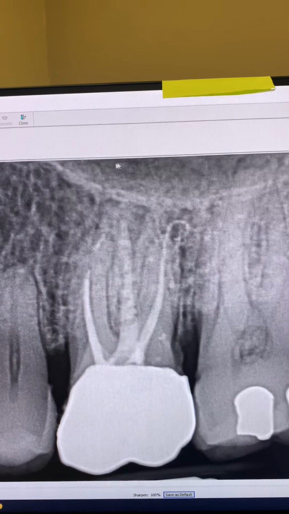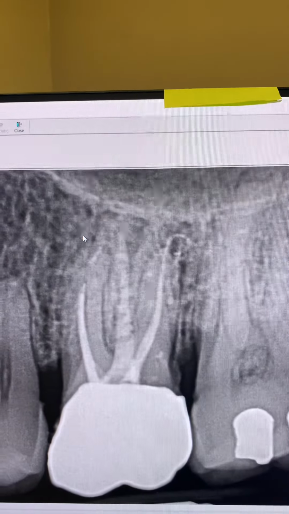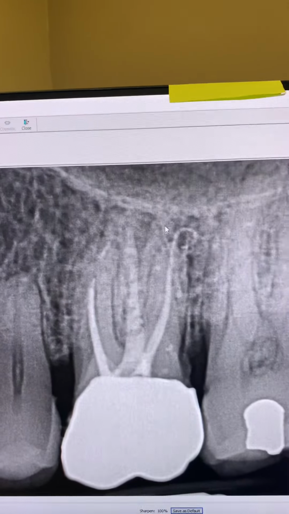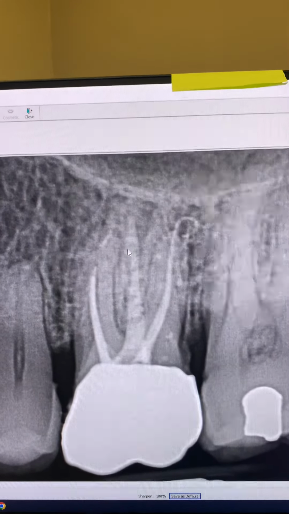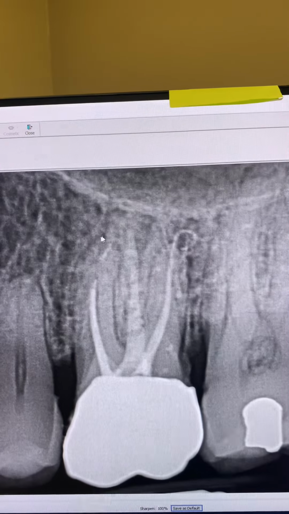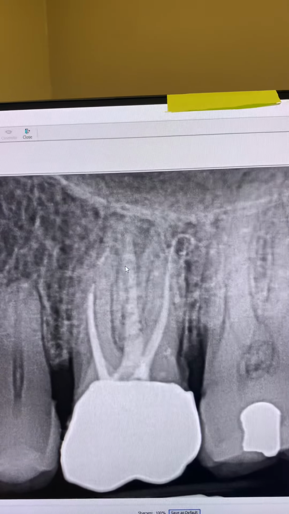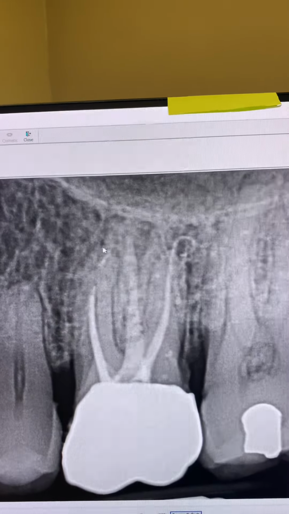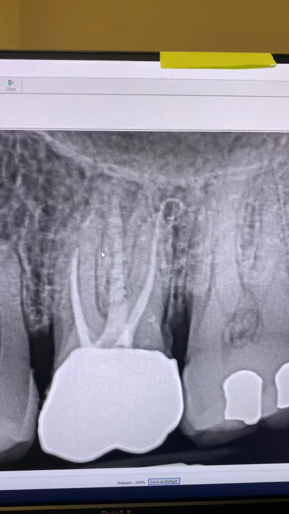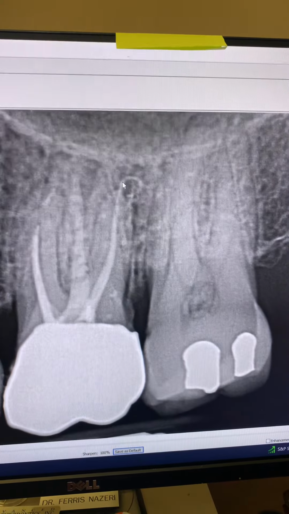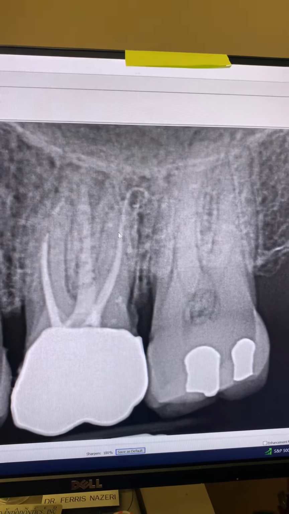Remember that huge periapical lucency? What happened to it? Healed completely. Look at remember the periapical lucency that was associated with the MB root? Healed completely. The overextended gutta percha is still there, not bothering anyone.